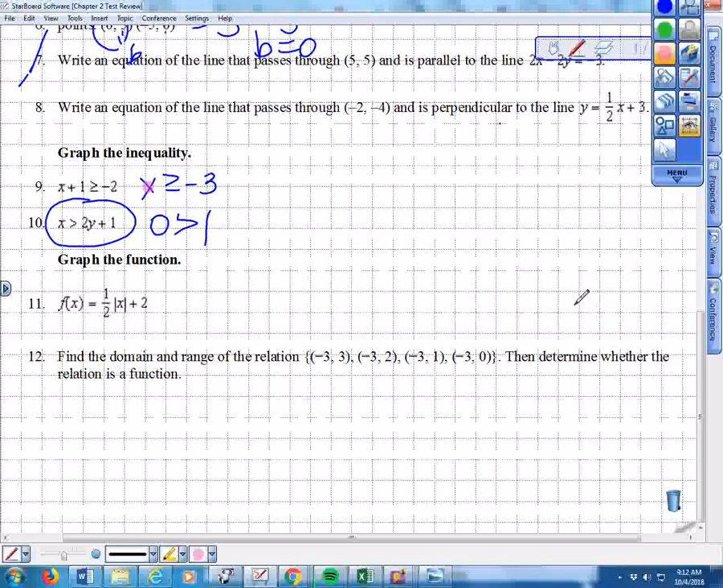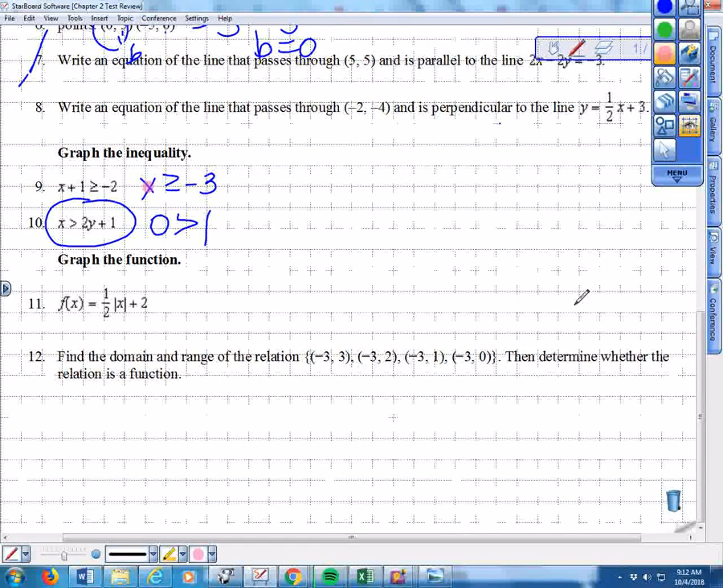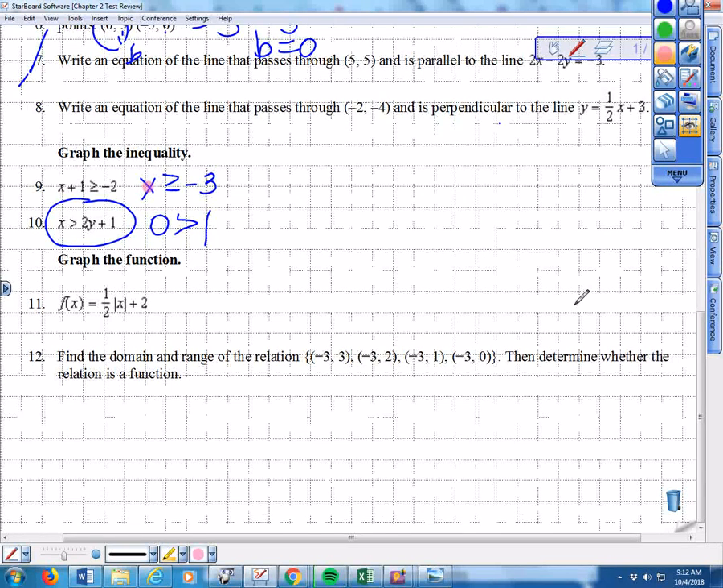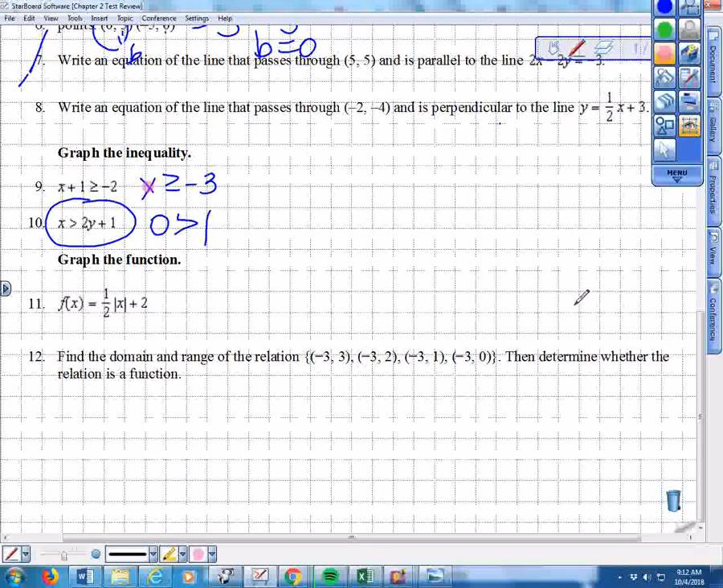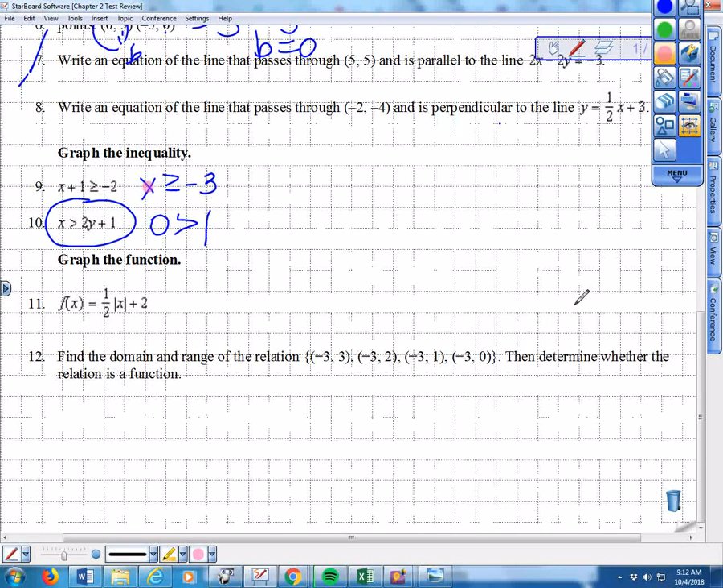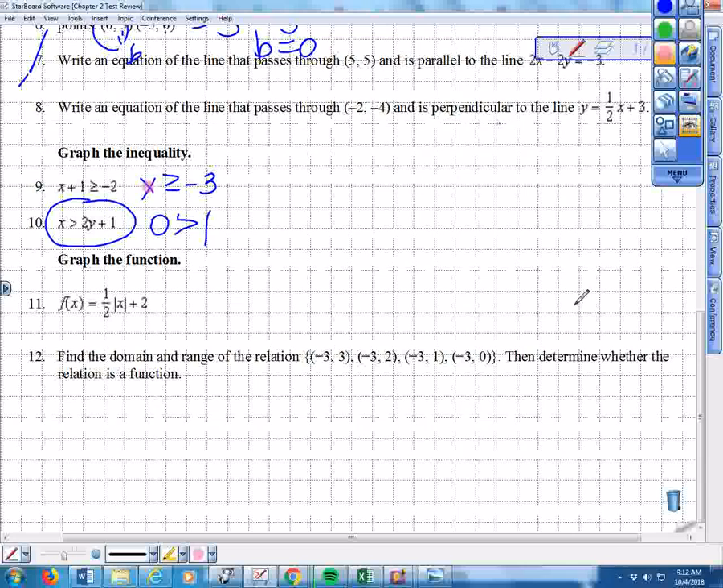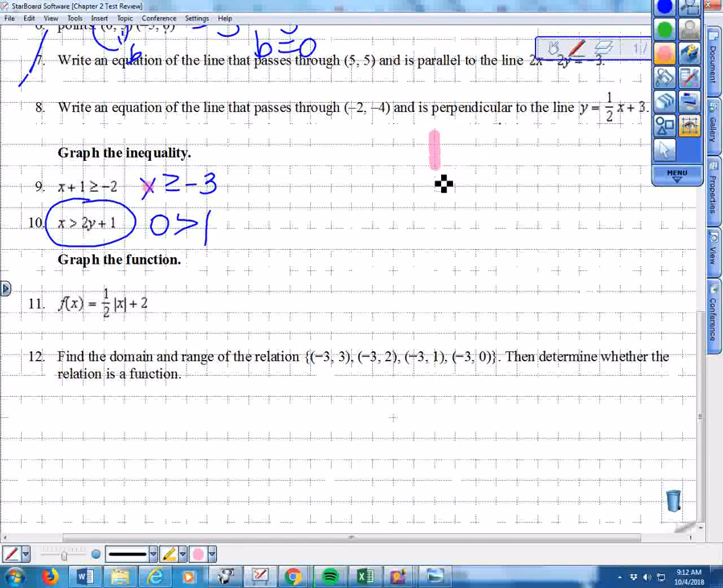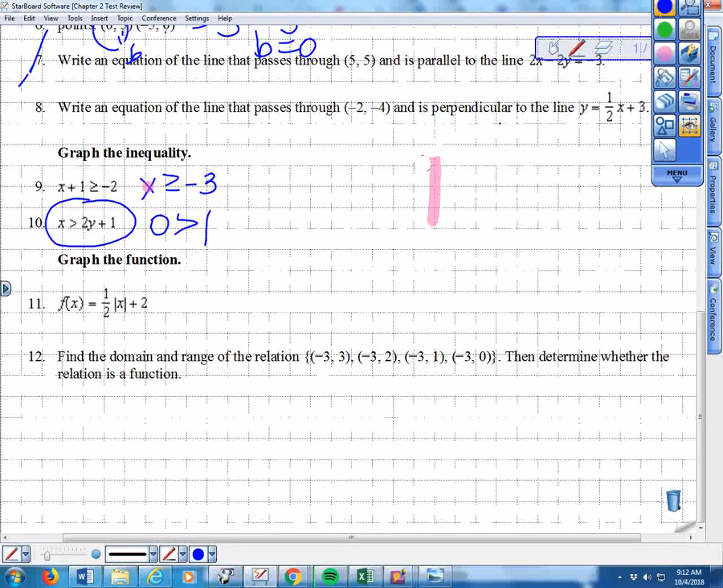Okay, what is the shape of number 11? A V. So when you're finished graphing this problem, if your shape is not a V, you've done something wrong.